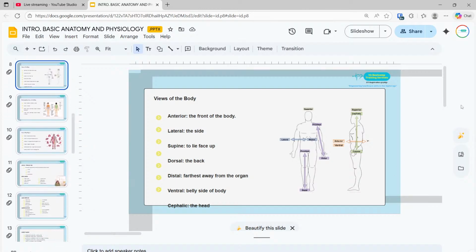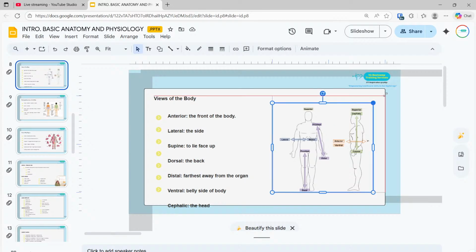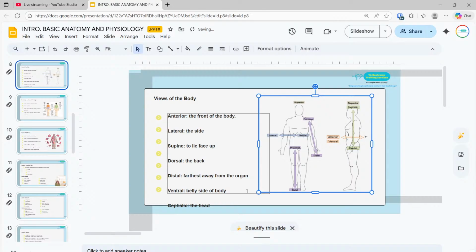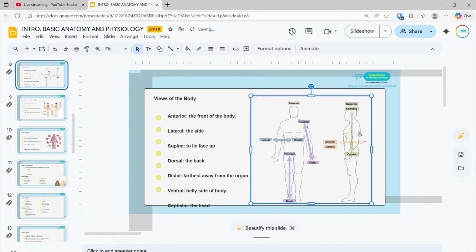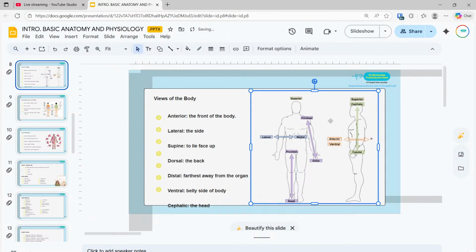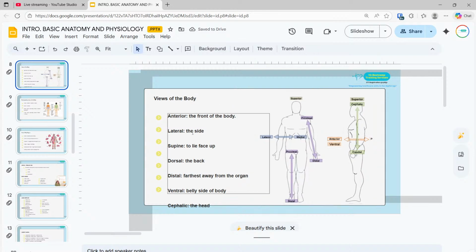Okay, and then next, let's go to the views of the body. I'll try to make this a little bit bigger. All right, there. So for the views of the body, we have anterior, or the front of the body, this area. And then we have lateral, or the side of the body. And then we have supine, to lie face up.